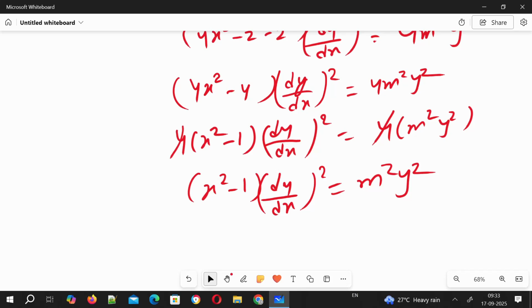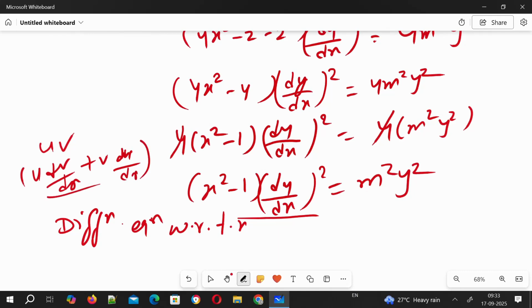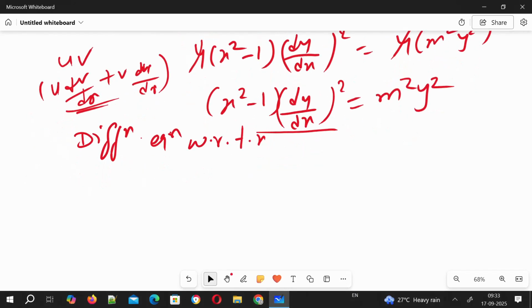Okay, so again differentiate the given equation with respect to x. Here we use the product rule, like in the form of u and v: you put u and differentiate, plus v du by dx. Applying this rule here, put x square minus 1 and differentiate this one, the power comes down, so dy by dx. Okay, and again dy by dx.